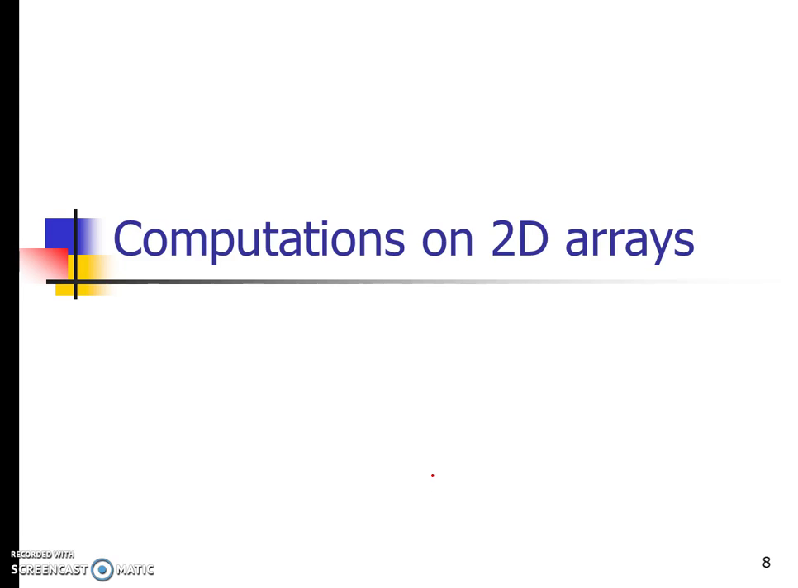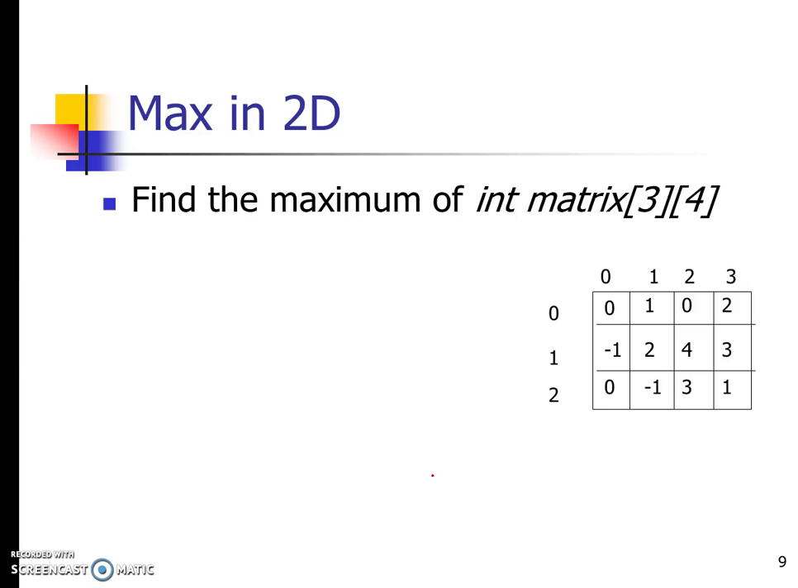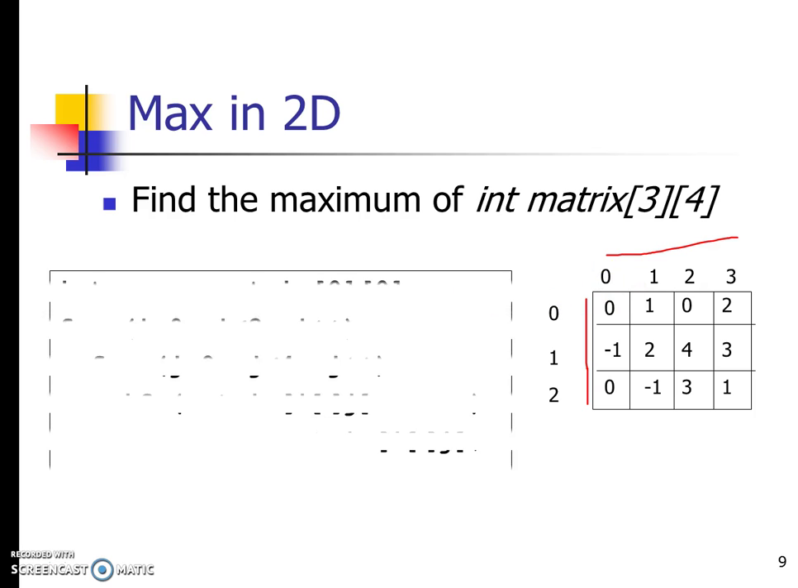So now how can we do some computations? Like if we want to add some matrices, or if we have to find the maximum of a matrix, then how can we do that? Let's say we have a 3 by 4 matrix. That means we have 3 rows and 4 columns and we have these elements in the matrix. Now if we have to find the maximum value out of all these elements, what is the logic? So how can we do it?